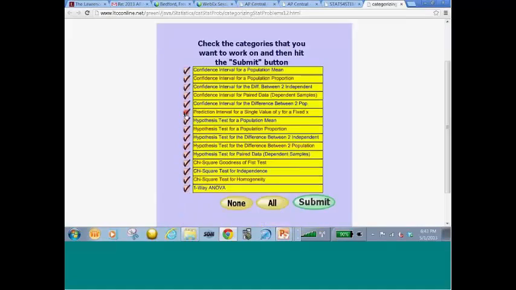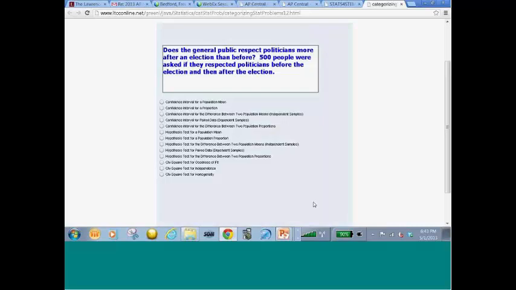You can do this in class, or you can have students do it at home for practice. I'm just turning off the ones that we don't do in the course. But here's an example question. Does the general public respect politicians more after an election than before? I wonder. 500 people were asked if they respected politicians before the election and then after the election. So based only on that description, students are expected to come up with which inference procedure they're supposed to use.